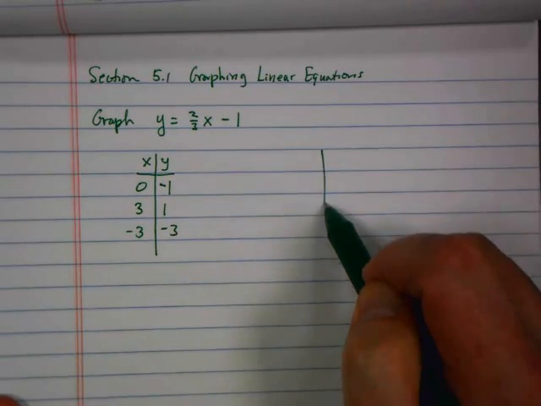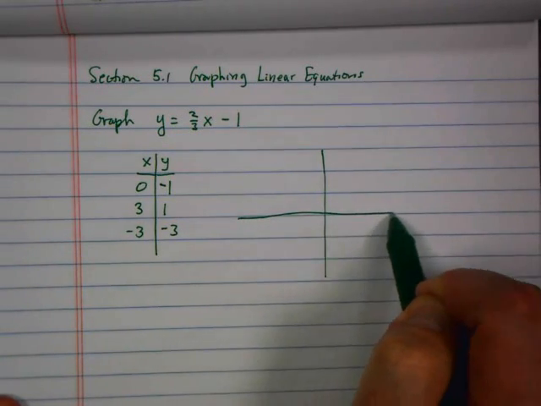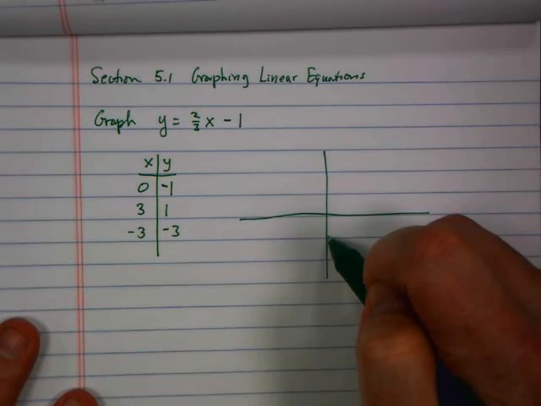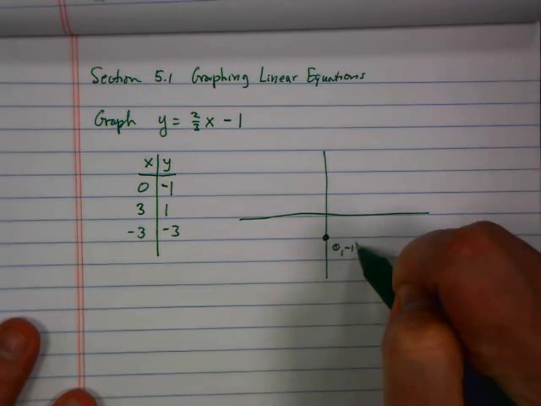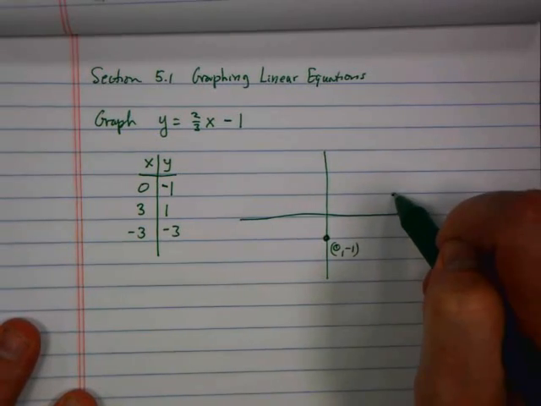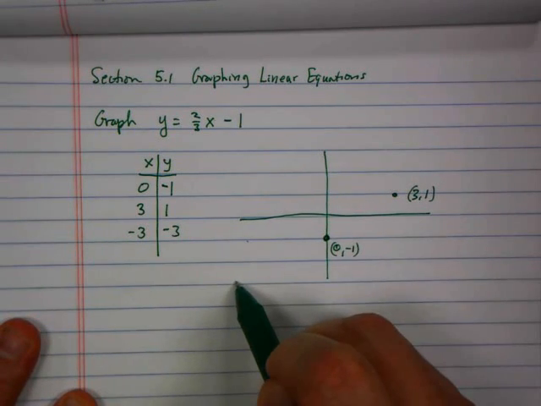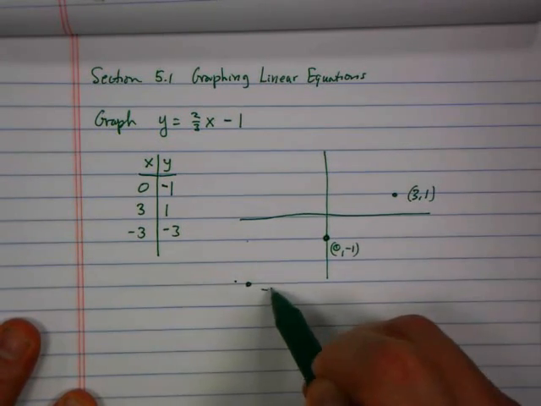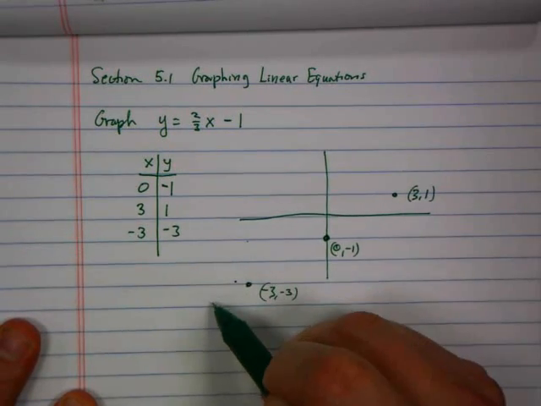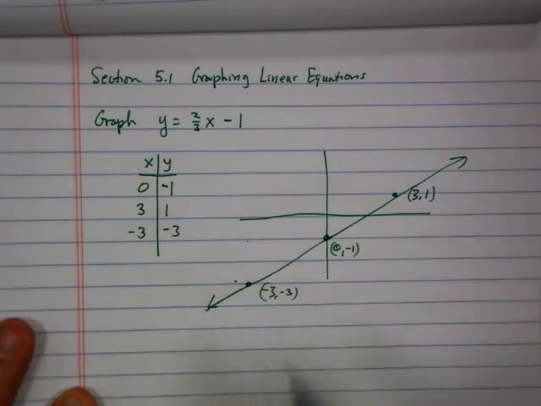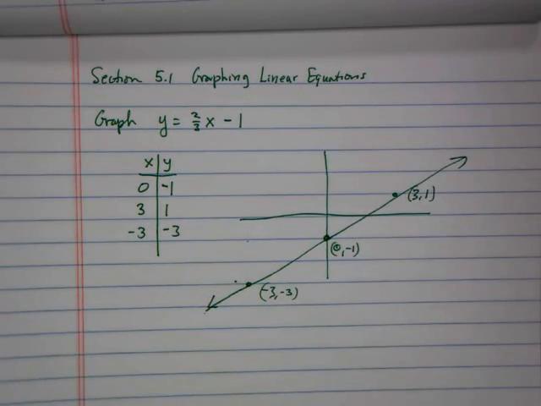Alright, so this was the first way we learned how to graph linear functions. We plugged in numbers and we got points, and we're supposed to draw our line straight. My line isn't straight, but you get the idea. We mark our points: there's 0, -1, there's 3, 1, and -3 is over here. If we did everything right, our dots should form a nice straight line. We connect our dots and there's our answer. That was the first way we learned how to graph lines.